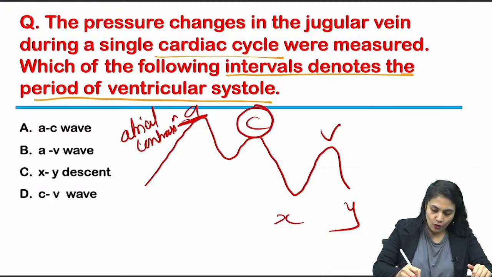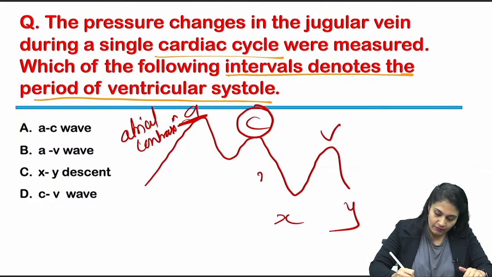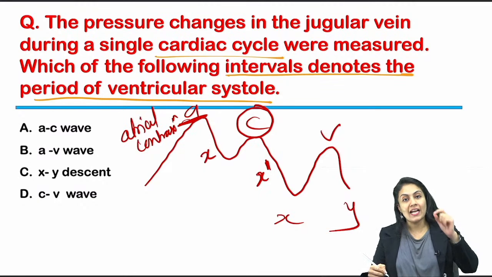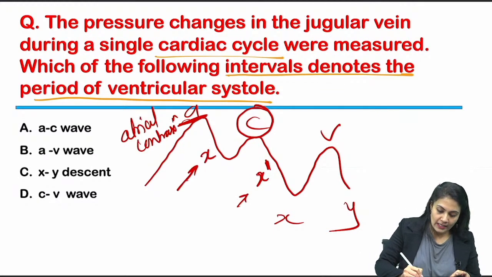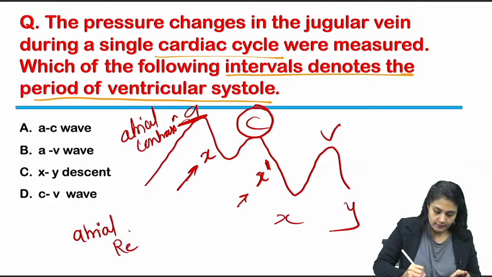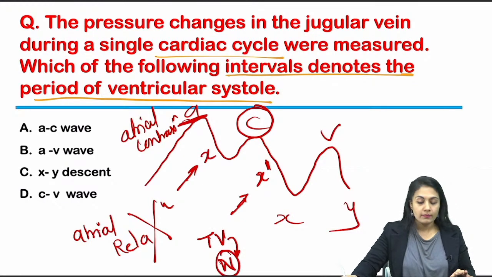Now, this is for tricuspid valve bulging. This tricuspid valve, whenever it is going to come down, that will give X dash. Okay, so this X is divided into two. Please remember, if only X is given, that is the atrial relaxation. And this X dash is because of tricuspid valve coming back towards its normal position.